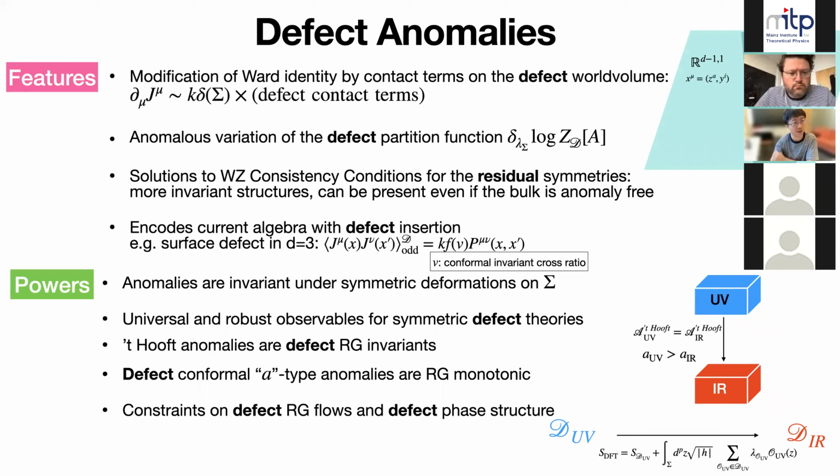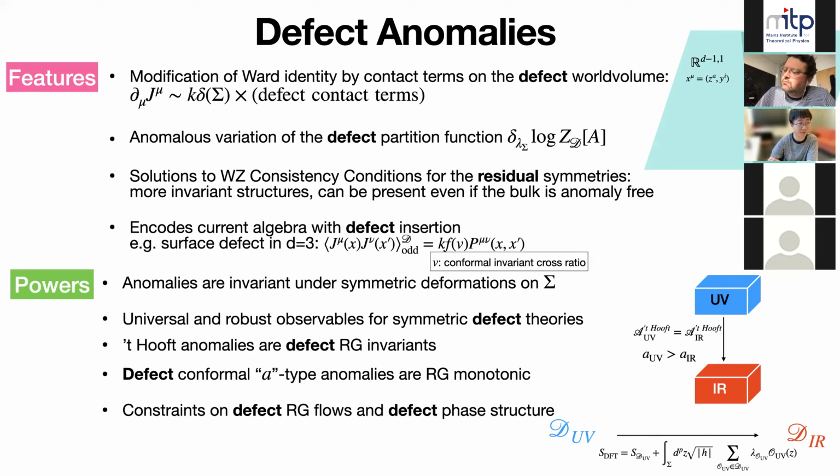And similar to the anomalies in the usual local quantum field theory, they are classified by solutions to the Wess-Zumino consistency conditions, but for the residual symmetries. Because the defect breaks part of the space-time symmetries, the non-trivial Wess-Zumino consistency condition will come from the symmetries that are preserved by the defect. And then, not surprisingly, this gives rise to more invariant structures, such as those including these delta functions, which are not admissible if you were to classify anomalies for a local quantum field theory.